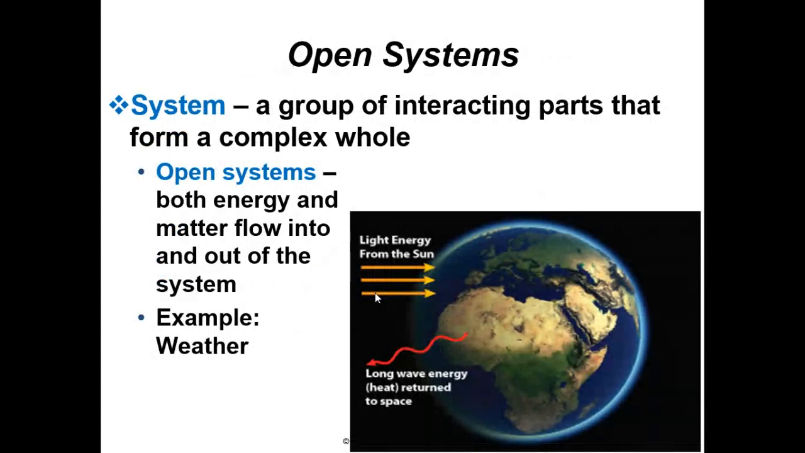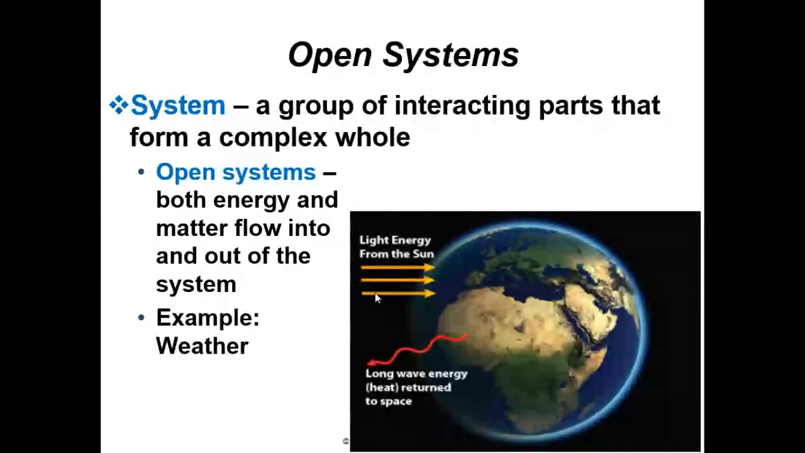All right, so let's move on and talk about systems here, Earth systems. A system is just a group of interacting parts that creates a whole. There are open and closed systems. Open systems are where energy and matter flow into and out of the system freely. An example is weather.